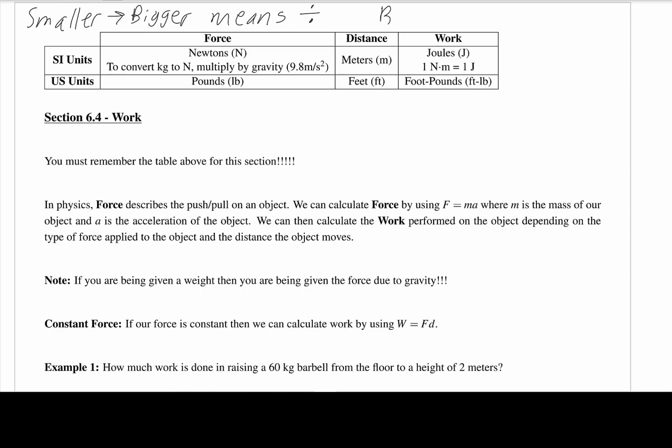If you're going from a bigger unit to a smaller unit, then that means you need to multiply. Right? This means if I have 5 feet and I want to go to inches, I know there's 12 inches in a foot, so I'm going to multiply by 12 because I'm going from a bigger unit to a smaller unit. So I'd multiply 5 by 12 to get 60 inches.